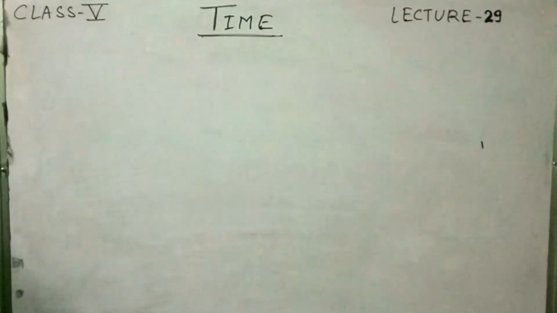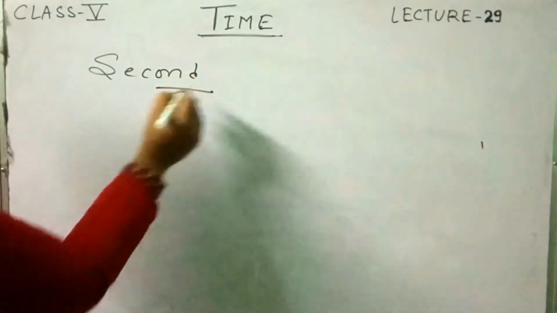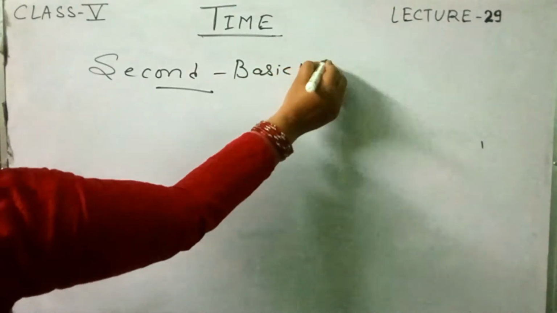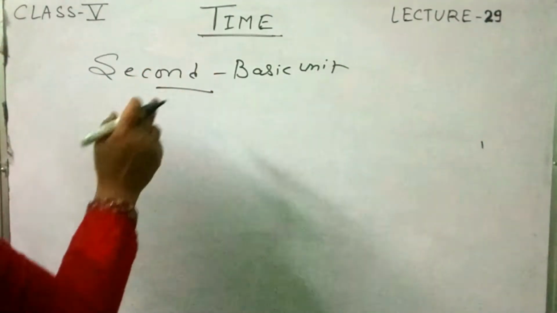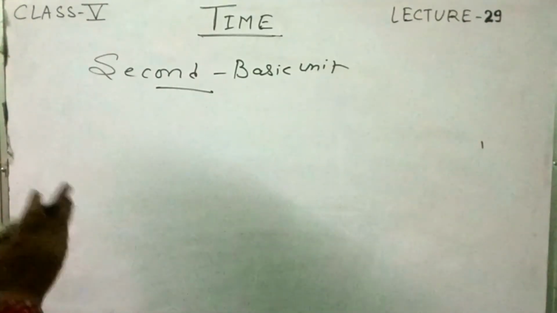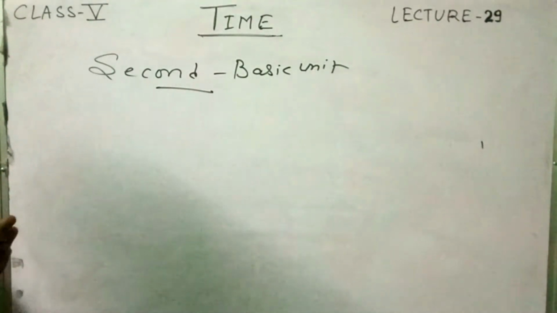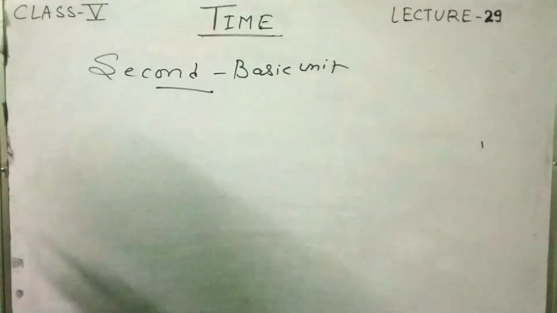The basic unit of time is the second. There are also minute, hour, days, weeks, months and year. In short, time is defined as the duration in which all things happen. To find out the time, we use a watch or clock, and time is measured in minutes, seconds, hours.